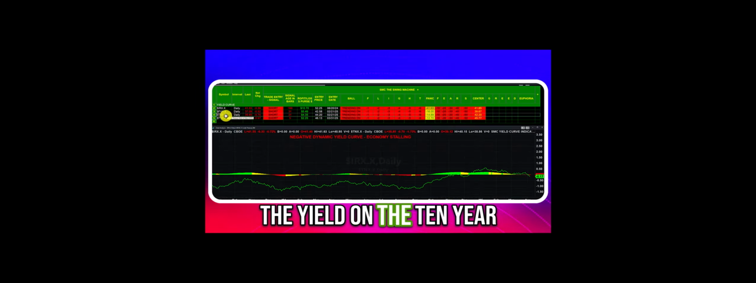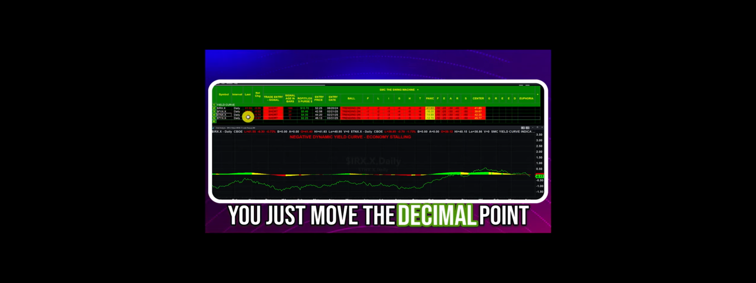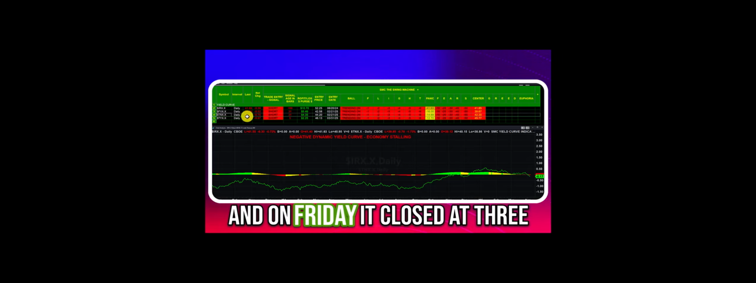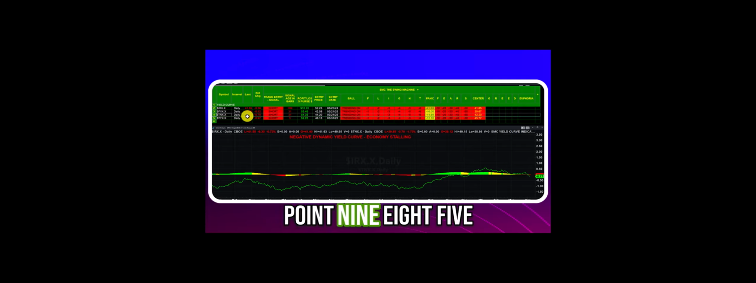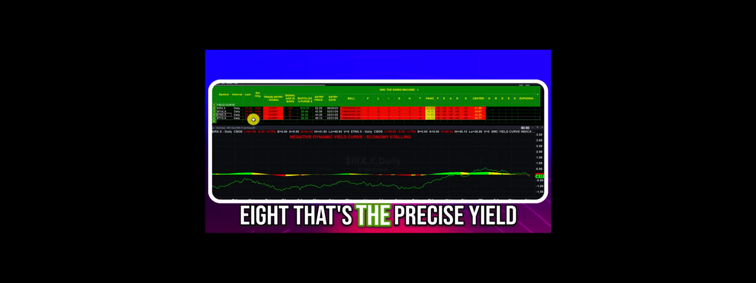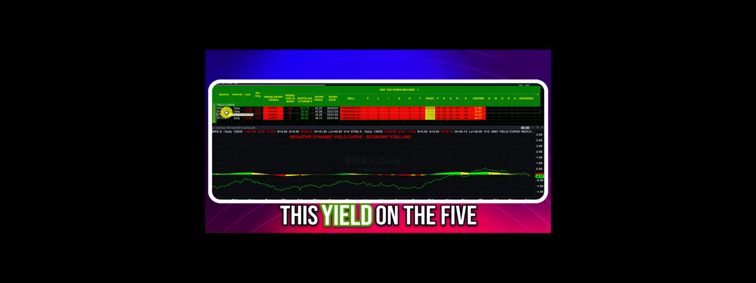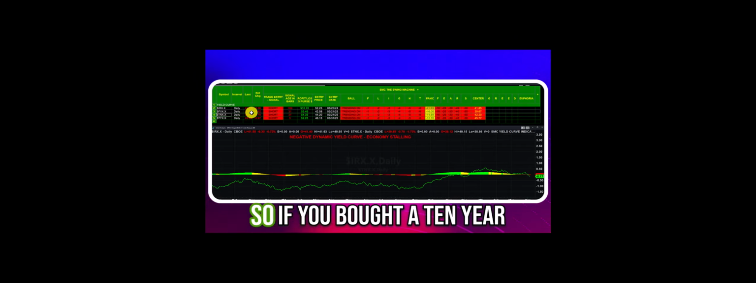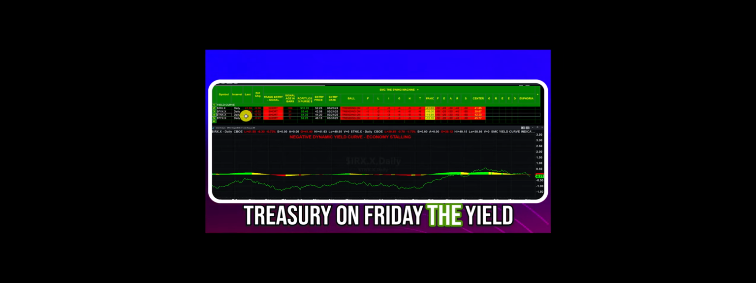The yield on the 10-year Treasury, you just move the decimal point. It's not 39.85. You just move the decimal point, and on Friday it closed at 3.985. That is the yield on the 10-year Treasury. The yield on the 30-year Treasury isn't 43.88, it's 4.388. That's the precise yield. This yield on the 5 isn't 37, it's 3.7. So if you bought a 10-year Treasury on Friday, the yield you're getting is 3.985.